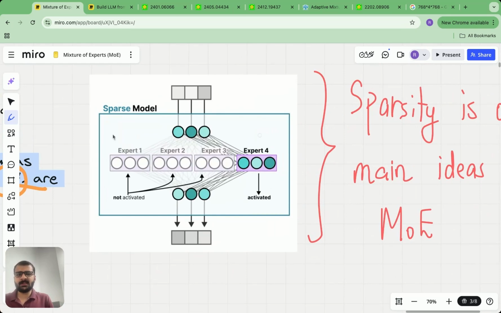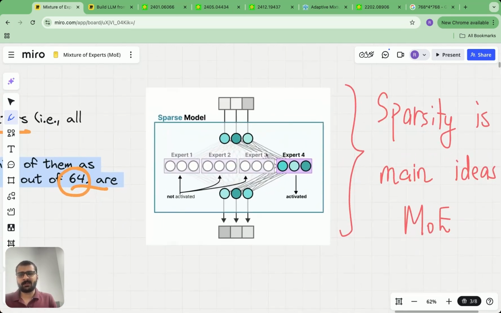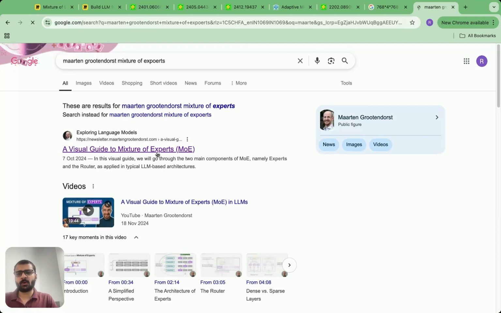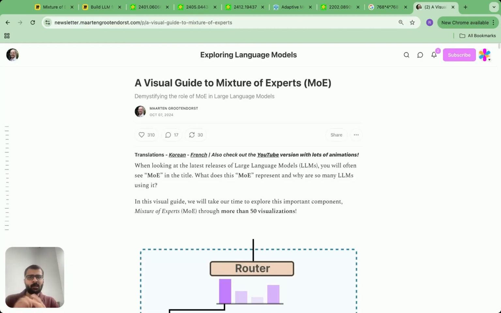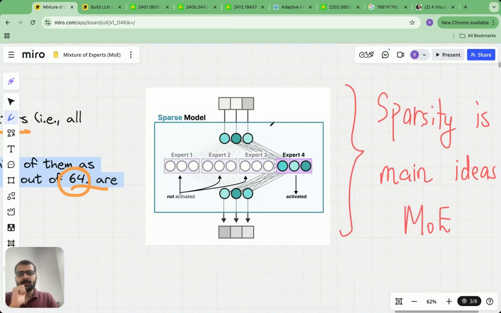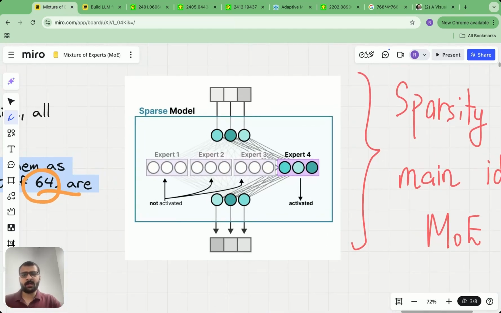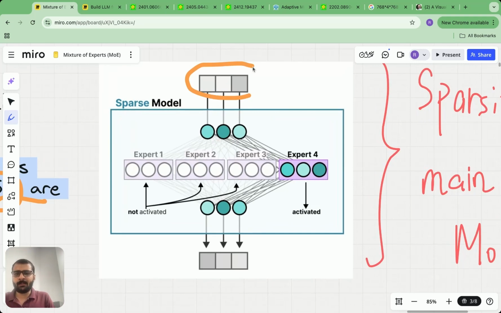If you can see this particular figure, it illustrates the idea of sparsity. This figure and some other figures which I am going to show you now are taken from this blog by Martin Grootendorst. This is one of the best blogs for understanding mixture of experts. I'll also attach the link to this in the comments. So this is a figure borrowed from that blog, and here you can clearly see that, let's say these are my input tokens, and I'm looking at one transformer block where there are four tokens. Let's say I'm looking at this particular token for now. You see that expert 1, expert 2, and expert 3 are not activated for this particular token. Only expert 4 is activated.